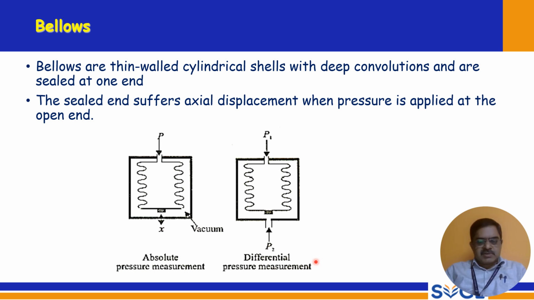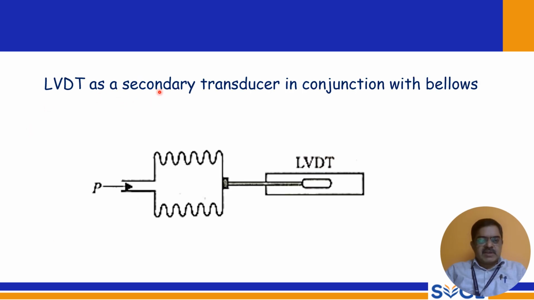So bellows is another type of pressure measuring device, and you can retrofit it to an LVDT and measure the pressure, as in the next slide. So this is an LVDT as a secondary transducer in conjunction with bellows. The bellows is attached to the LVDT, and this deformation of the bellows can be directly measured by the LVDT. The LVDT gives precise deformation measurement. So it is very much possible.